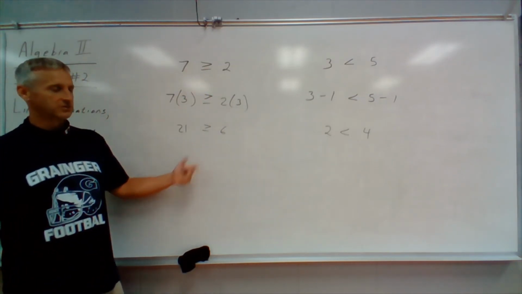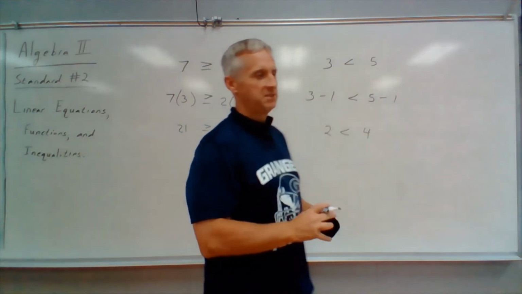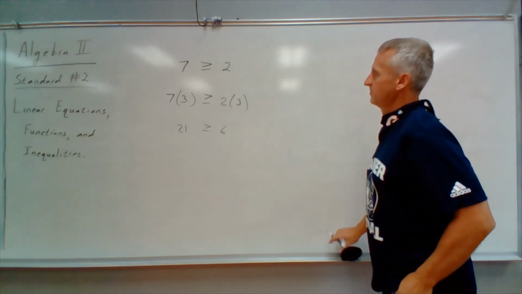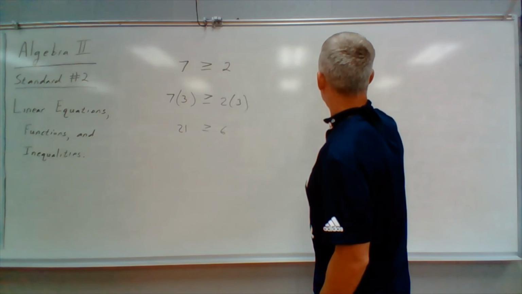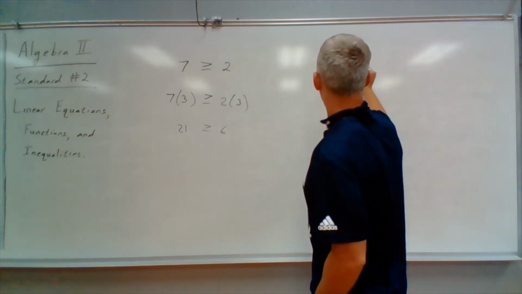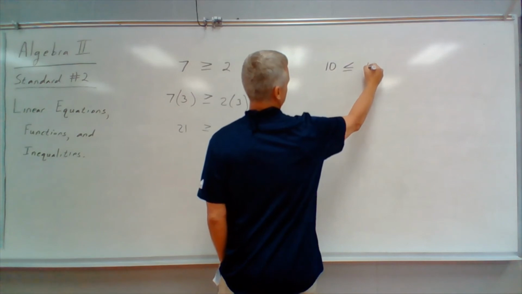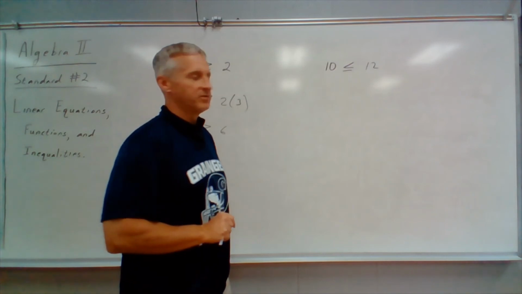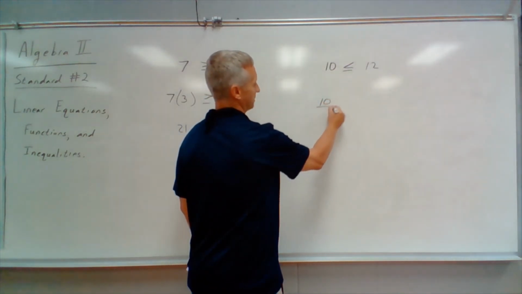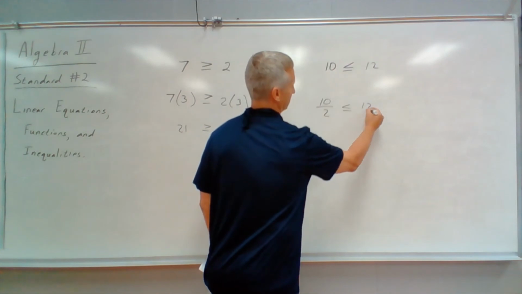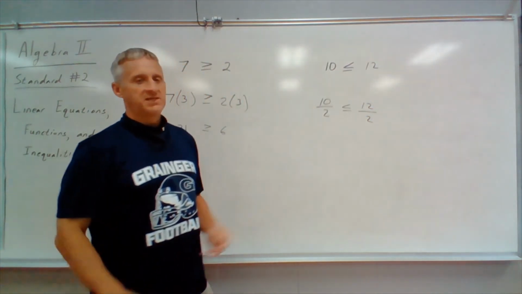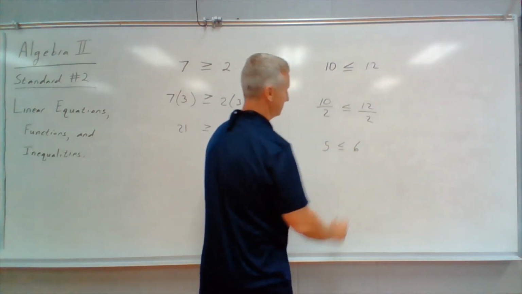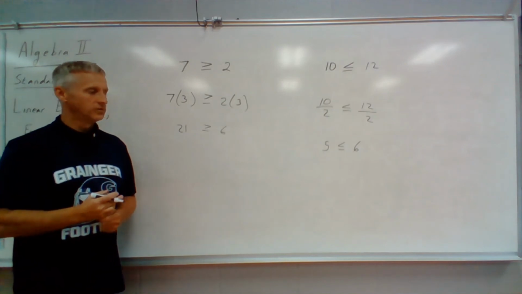What if we divided both sides by a number? So here is a true statement. 10 is really less than or equal to 12. What if I divide both sides by 2? 10 divided by 2, 12 divided by 2. 10 divided by 2 is 5. 12 divided by 2 is 6. And 5 is still really less than or equal to 6. Okay, so far so good.